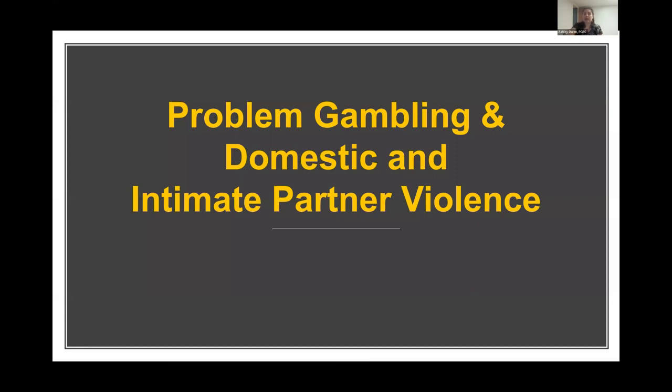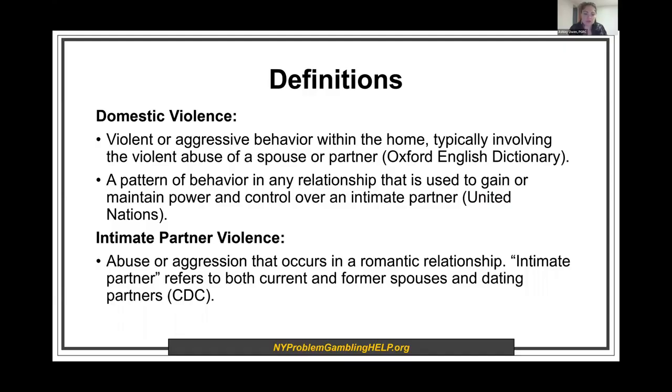So now that we've gone through our basic overview of what problem gambling is, let's talk a little bit about the intersection between that and domestic and intimate partner violence. When we use these terms, domestic violence refers to any violent or aggressive behavior going on in the home. It most often does involve the emotional or violent abuse of a spouse or partner, but it is not limited to that. It could be inclusive of other types of abuse going on in the household too, between people who are not intimate partners.